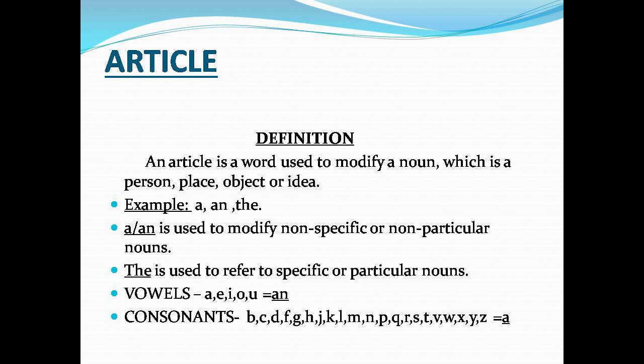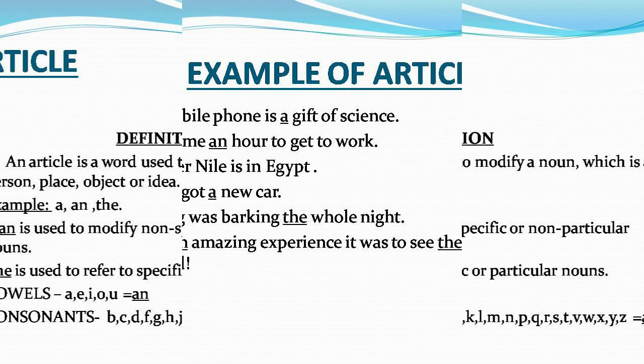Here you also remember the vowels and consonants. There are 5 letters: A, E, I, O, U. These 5 letters are called vowels, and we use an before these letters. For example, an airplane, an egg, an ice cream, an orange, an umbrella, etc. In the same way, the rest of the letters are called consonants, and we use a before these letters. For example, a ball, a cat, a dog, and so on.